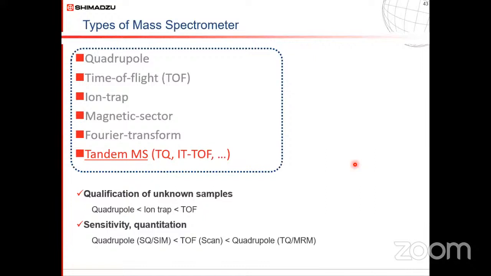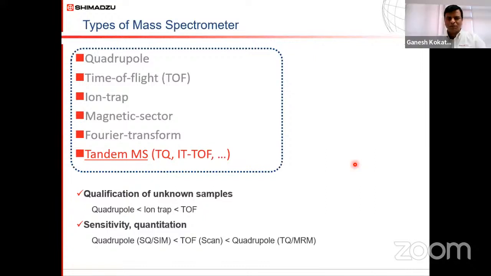So there are different types of mass spectroscopy. Quadrupole, the name itself explains there are 4 poles. Quadra means 4, and 4 poles are there. Then time of flight, which we call TOF, ion trap, magnetic sector, then IT-TOF. So these are some of the MS types. We will see what the different techniques are and which MS is more preferable as per the applications.